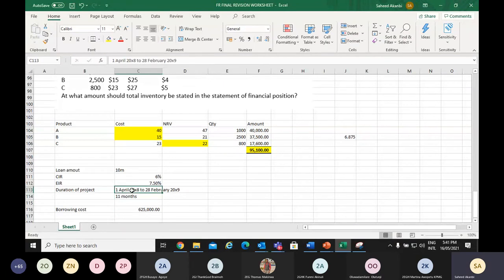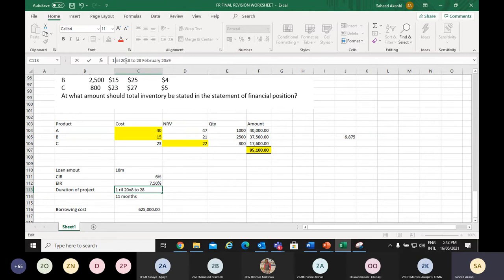Duration of the project here. So I will change it for the sake of this particular question. For me to align with what they've done, I will change it to 1st of May, but I'm not in support of this solution. To me, this solution is not absolutely correct because there is nowhere in the standard that says construction should be part of the criteria to commence capitalization.